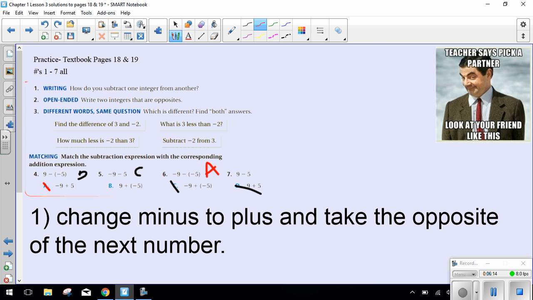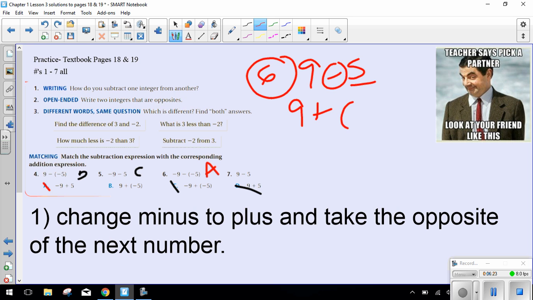And number 7, we all know it's letter B, but let's just take a look. We have 9 minus 5, and that's the same as 9 add opposite, so the opposite of 5 is -5. So our solution for 7 is B. So we have D, C, A, and B.